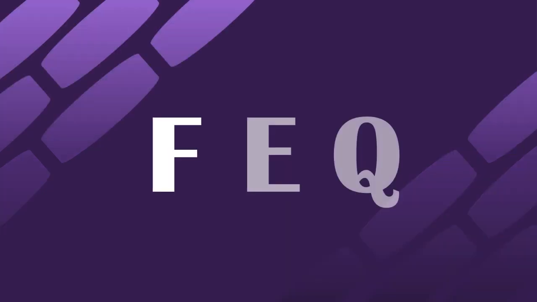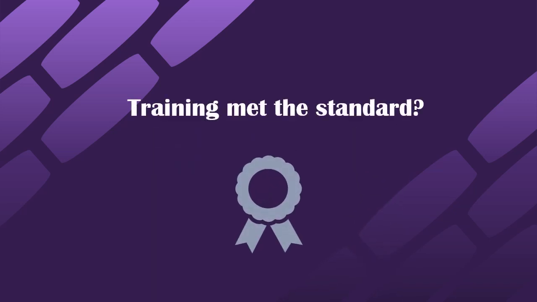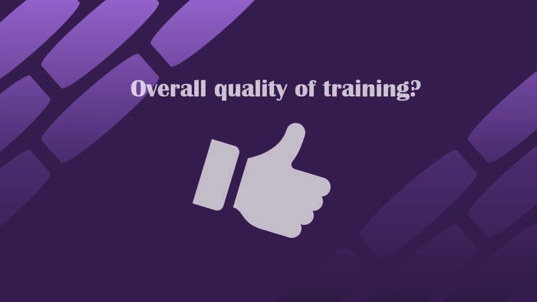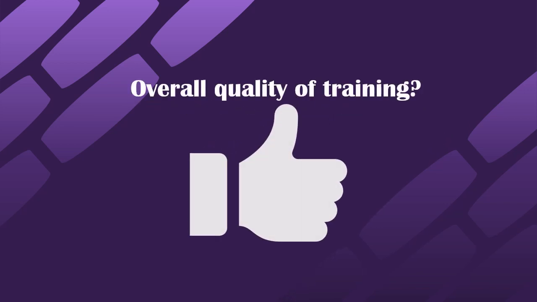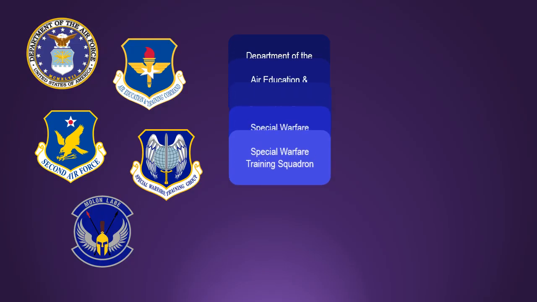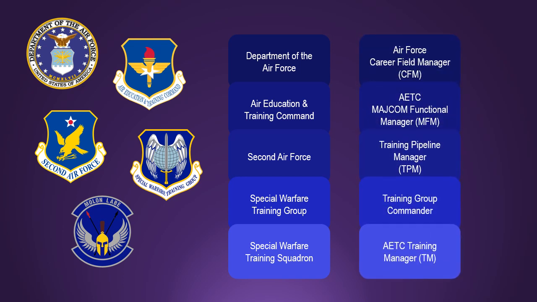We know the two main reasons for an FEQ program are number one, to let the training group or school know if the graduate was trained to the training standard, and two, the overall quality of the training that the graduate received in tech school. We've identified 5 key stakeholders, that is, people who have a vested interest in the training results. So now that we have the purpose and the stakeholders, in the next section, we will learn the steps a training evaluator will take to implement the FEQ program.